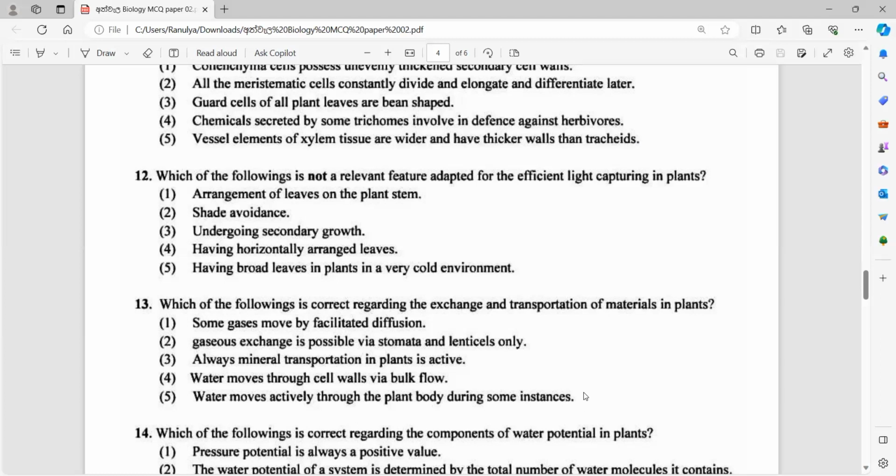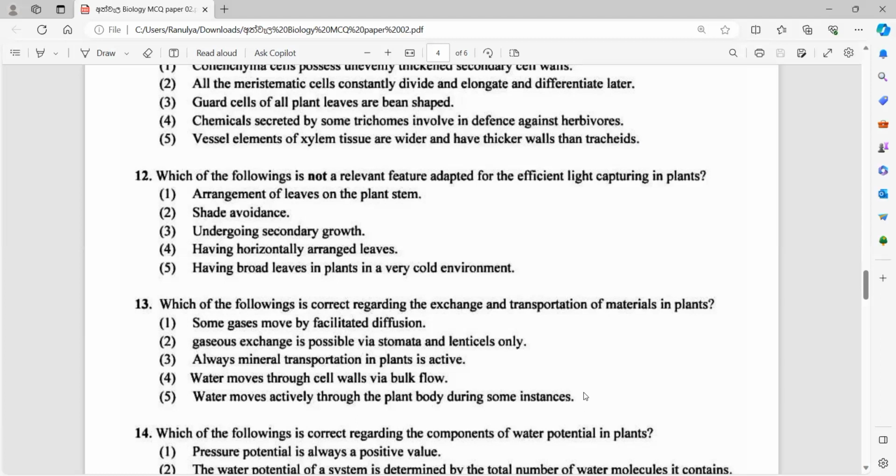Second one, gaseous exchange is possible via stomata and lenticels only. That is incorrect, right? Now, if we take transpiration in plants, there are three types of transpiration: stomatal, cuticular, and lenticular. So, through the cuticle also, water can be lost. Gaseous exchange can occur.